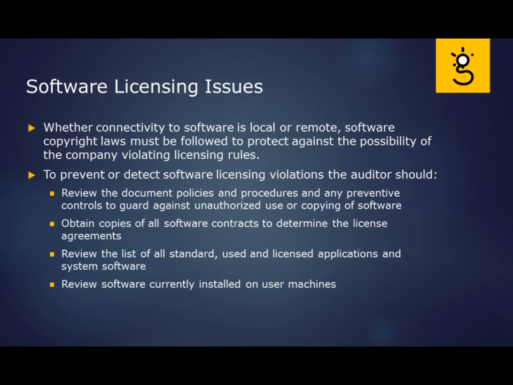So, you need to make sure in your audits that there are tools in place to prevent or detect software licensing violations. As such, as an auditor, you should review the document policies and procedures and the preventive controls that are in place to guard against unauthorized use or copying of software. You need to make sure you can copy or obtain copies of all the software contracts to know what the license agreements are. Review the list of all standard, used, and licensed applications and system software. And then review what software is currently installed on all the user machines.